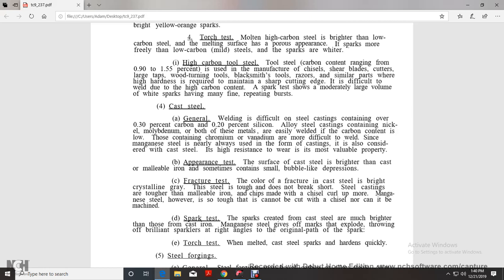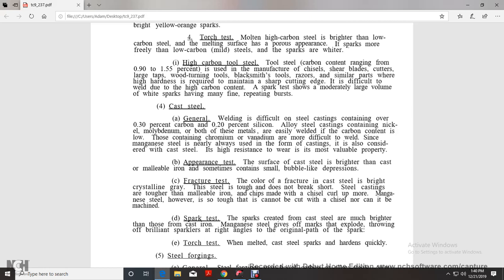Appearance test: the surface of cast steel is brighter than that of malleable iron and sometimes contains small bubble-like depressions. Fracture: the color of the fracture of cast steel is bright, crystalline gray. The steel is tough and does not break short. Steel castings are tougher than malleable iron. Chips made with the chisel curl up more, and manganese steel, however, is so tough that it cannot be cut with a chisel, nor can it be machined.